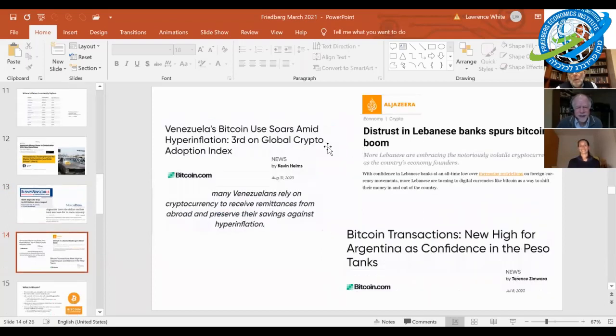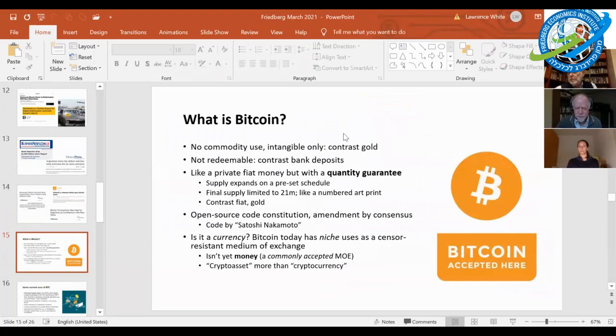But we also see headlines about Bitcoin use, at least if you know where to look at sites that track what's going on in Bitcoin. So people are using Bitcoin in Venezuela, partly because there are obstacles to using dollars either in physical or digital form. There's some activity in Lebanon. Bitcoin boom might be an exaggeration, but there's some additional use of Bitcoin, likewise in Argentina. So let's talk about Bitcoin.